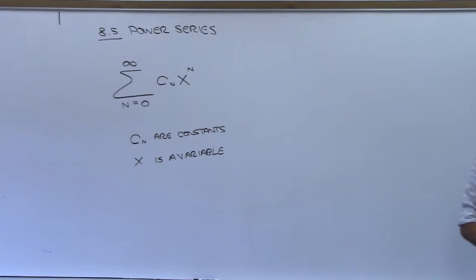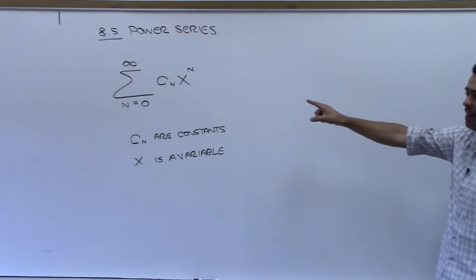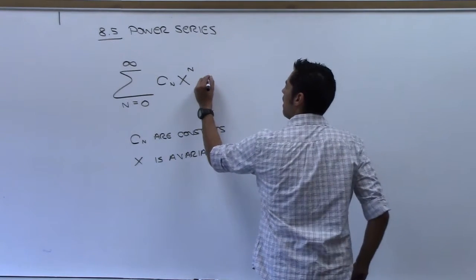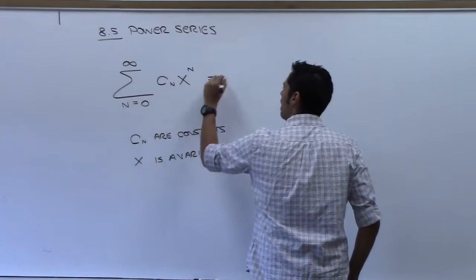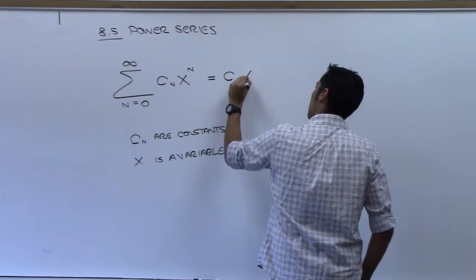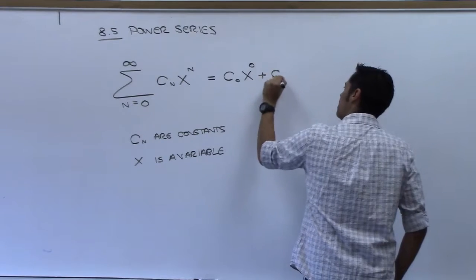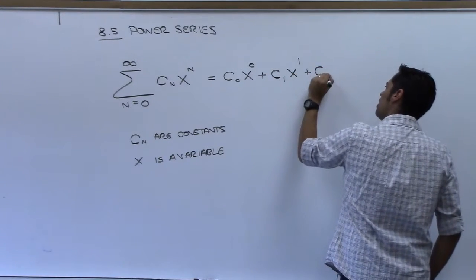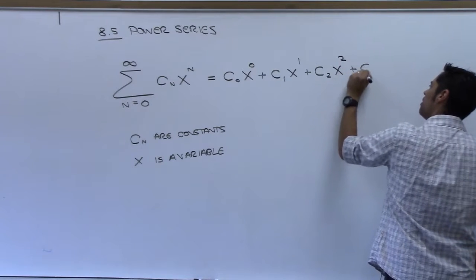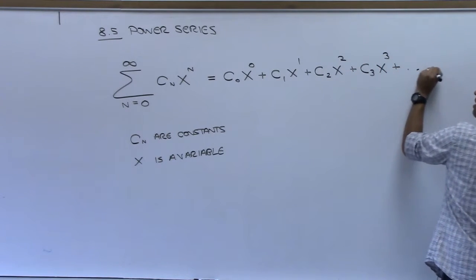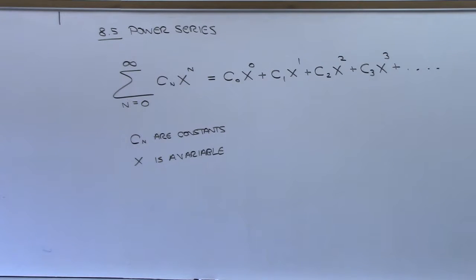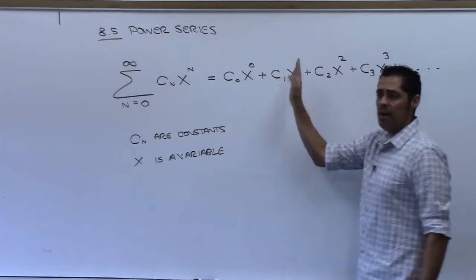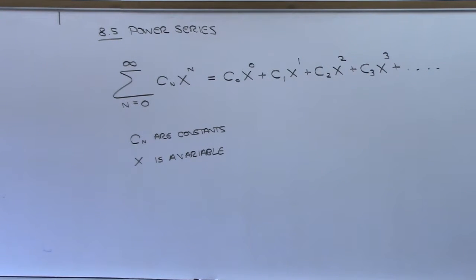But now we're introducing, next to each one of those terms, each one of those numbers that we're getting in the series, we're putting a power of x next to it. So like, if I let n be 0, I get c sub 0, x to the 0, plus now c sub 1, x to the 1, plus c sub 2, x to the 2, plus c sub 3, x to the 3, plus dot, dot, dot forever, right?